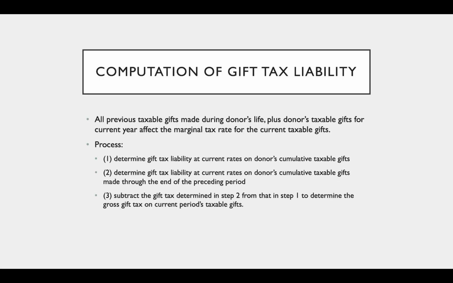Okay, so now we have gone through all the rules. Now we can actually compute gift tax liability. This is the process, and we need to remember this is cumulative, so this is different than income tax. All previous taxable gifts made during the donor's life, plus the donor's taxable gifts for the current year, affect the marginal tax rate for the current taxable gifts. So this is the process.